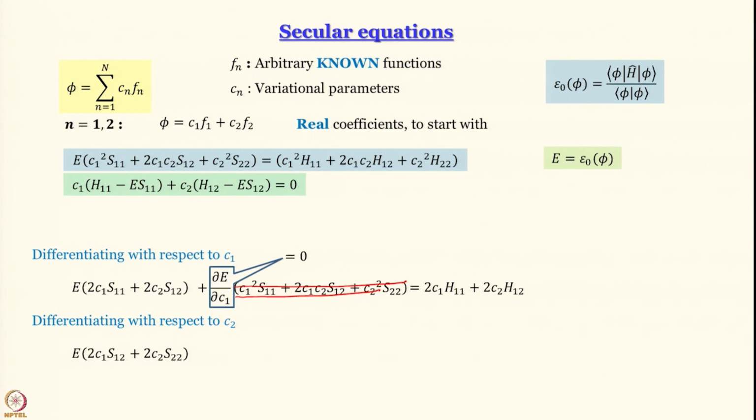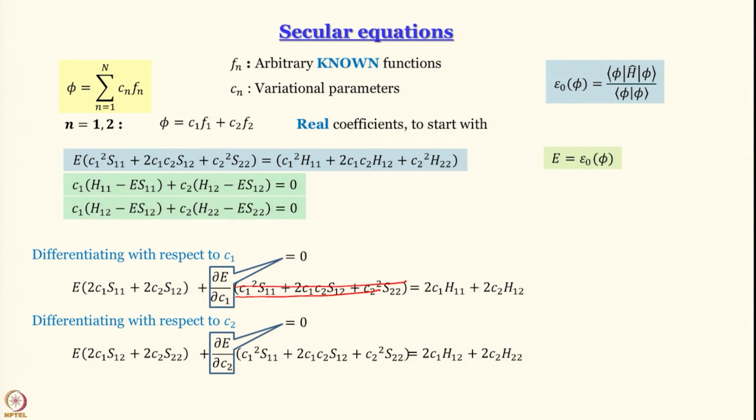Now, I have two variables and so far I have only one equation, I need one more. I obtain the other one by differentiating with respect to C2 and equating to 0, keeping in mind that del E del C2 is 0 anyway. So, from here it turns out to be 2C1 H12 plus 2C2 H22. That is your second equation in C1 and C2.